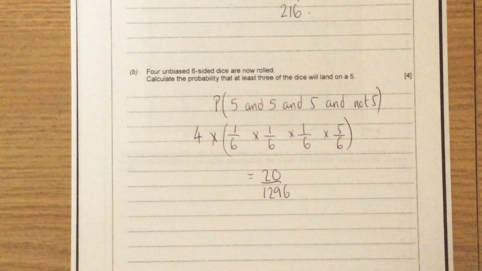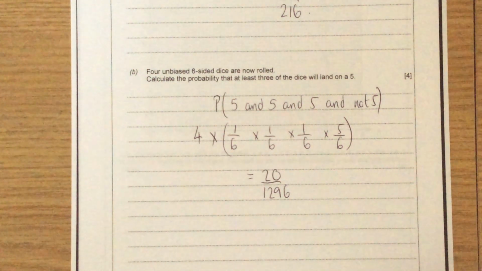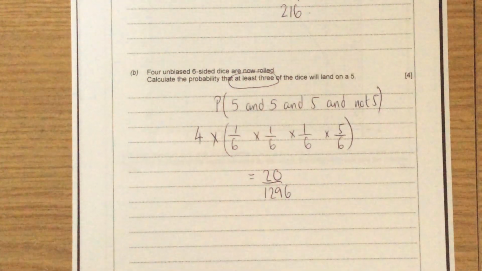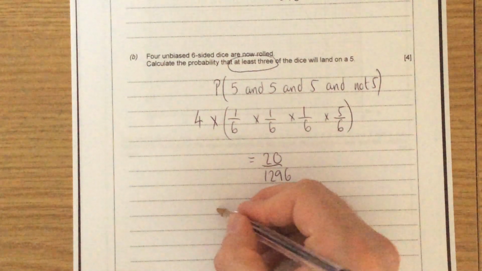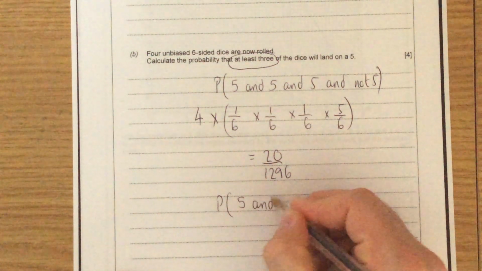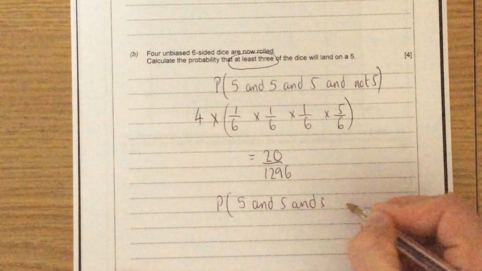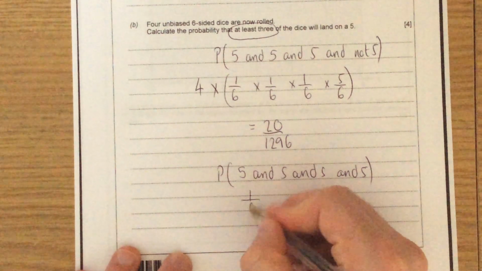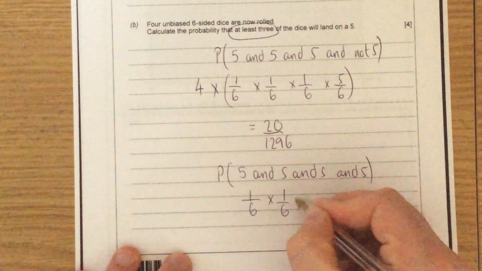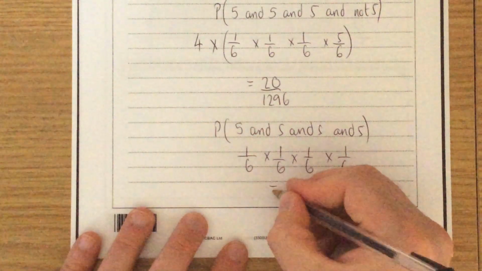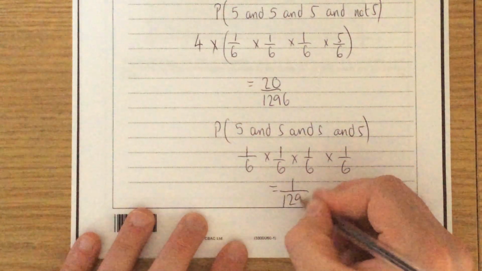Now, we haven't quite got the answer because there is one other scenario we need to consider. This says at least 3 of the dice land on a 5, which means there is a final scenario I need to consider, which is where all 4 actually land on a 5. So that's 1 over 6 times 1 over 6 times 1 over 6 times 1 over 6. That comes to 1 over 1296.